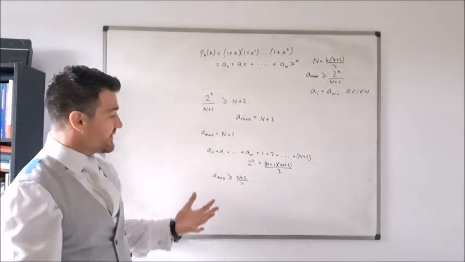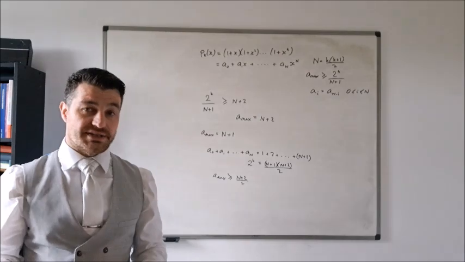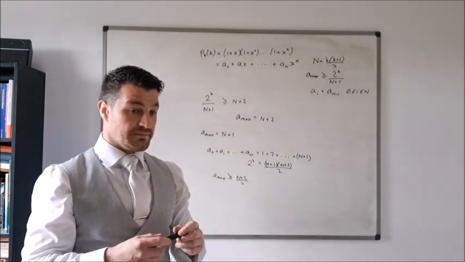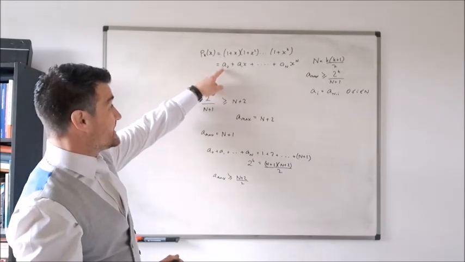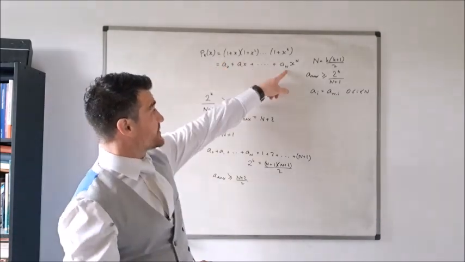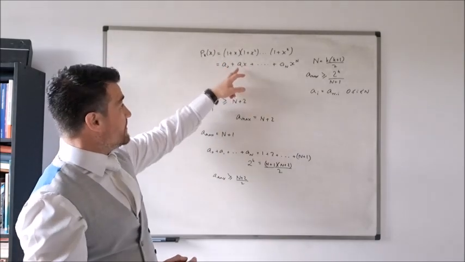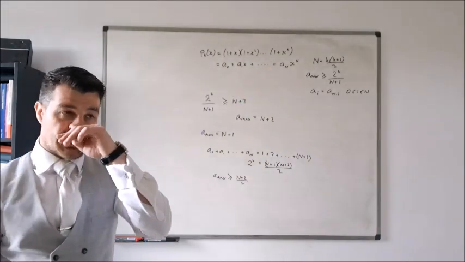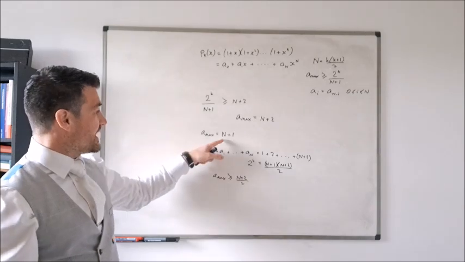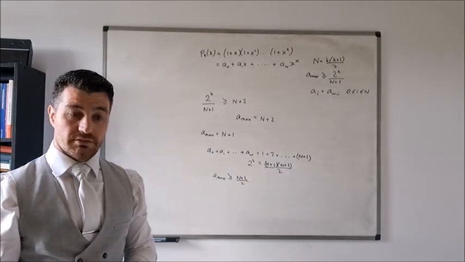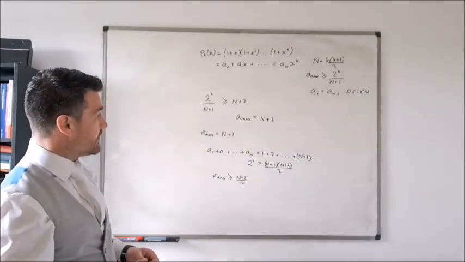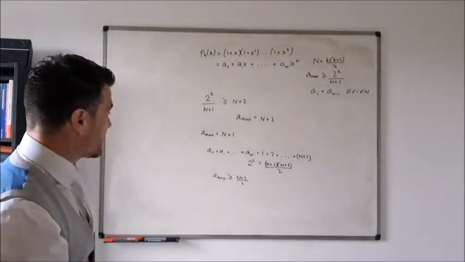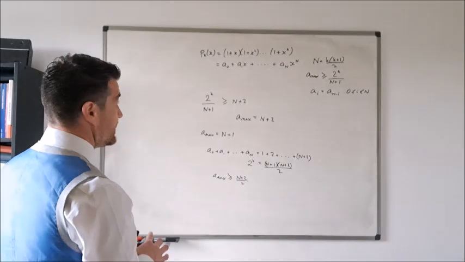Okay, A max is greater than or equal to (n+2)/2, but then I thought, hang on a second, what about the symmetry of the coefficients? Because I know if this is equal to 1, which it's bound to be, then this must also be equal to 1. This coefficient will be equal to the penultimate coefficient, and so on and so forth. So actually, A max couldn't even be as big as n plus 1. It would have to be potentially less than that. Okay, well, what could it be?